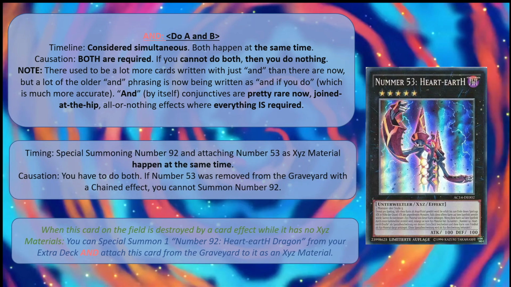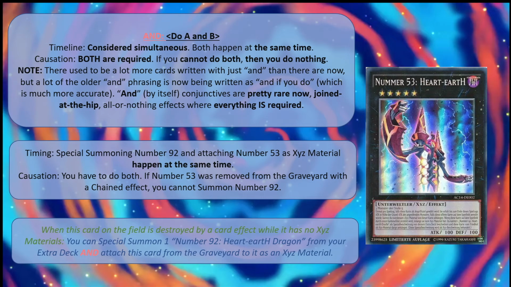So here the timing is special summoning number 92 and attaching it to number 53 as an XYZ material, and it happens at the same time. So you have to do both. If number 53 was removed from the graveyard with a chain effect, you cannot do the summoning of number 92. So yeah, it's basically a contract. You need part A to do part B, you need part B to do part A. If either of them get stopped by a chain, well, kind of tough luck. There's not much you can do about it. So these were the 4 separate parts.